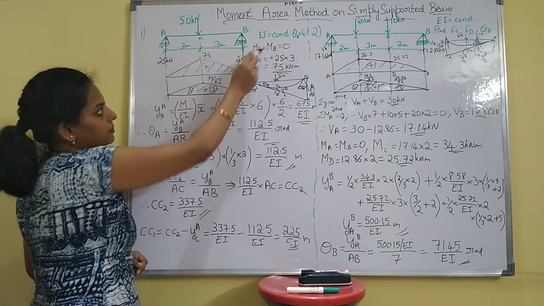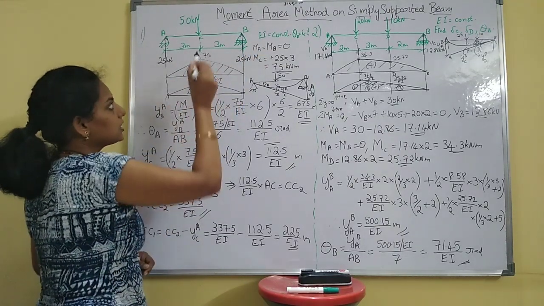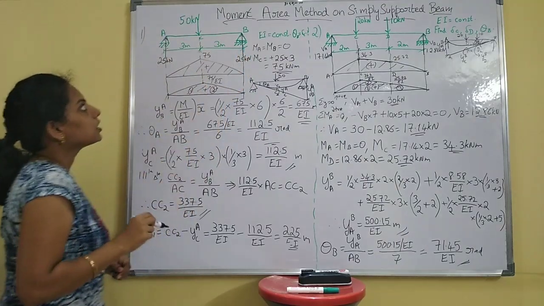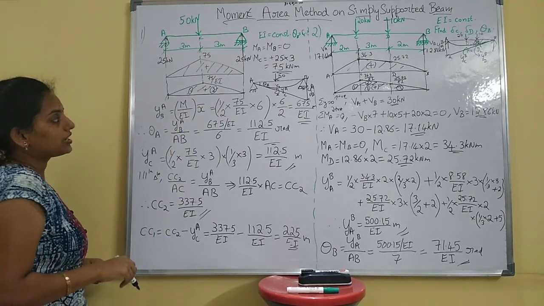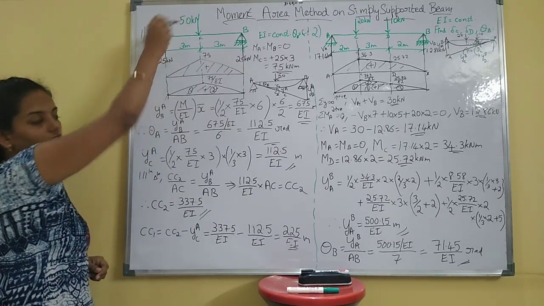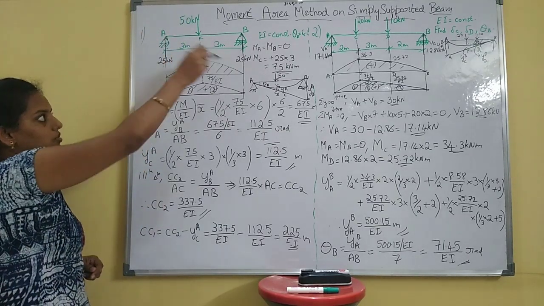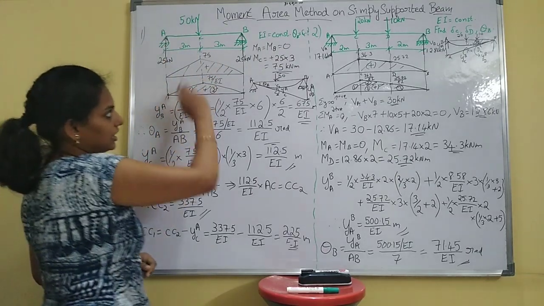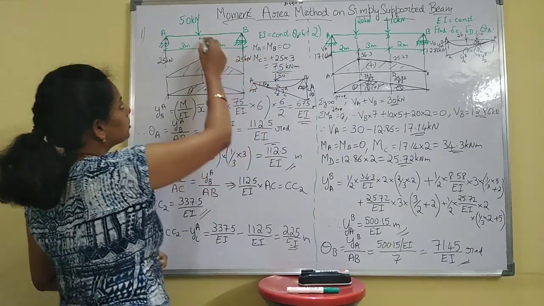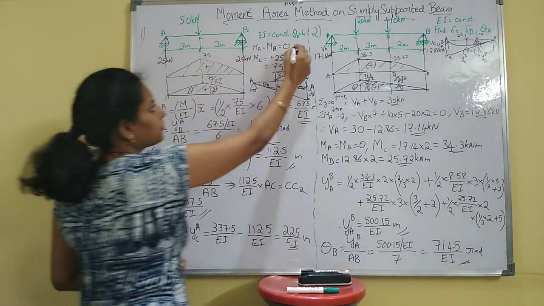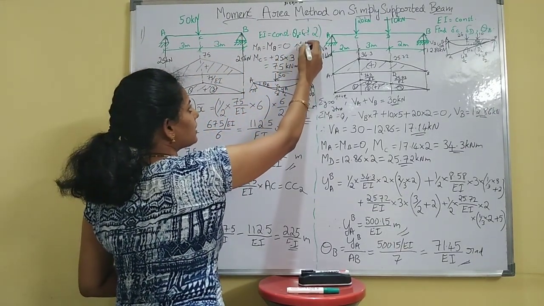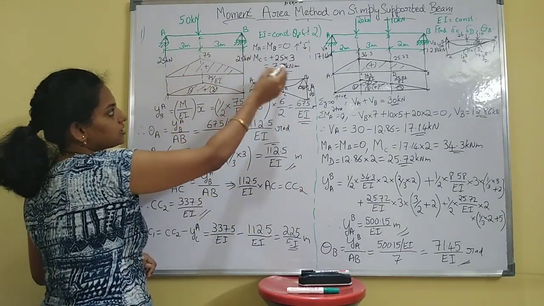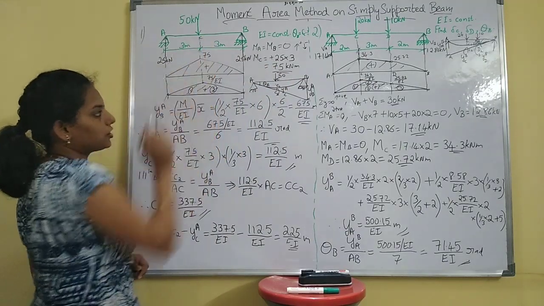So MA and MB are equal to 0. Then MC, at this point. Before that, you should know the reaction. For this, there is just a 50 kilonewton load acting in the middle, so each reaction is the total load divided by 2. 50 divided by 2 is 25 kilonewton each. So MC is equal to, with the sign convention of bending moment upward as positive and downward as negative, 25 into distance 3, which is nothing but 75 kilonewton meter.